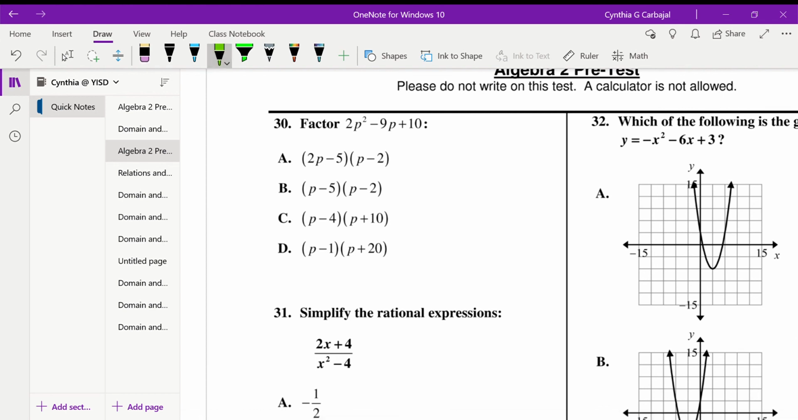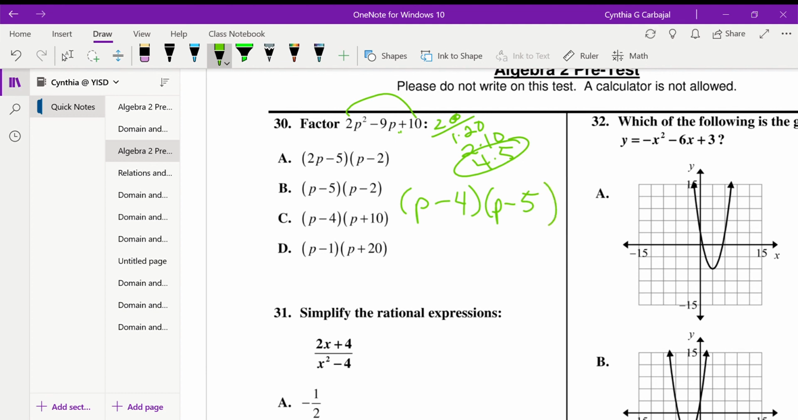If you're going to do this by hand, then we would do 2 times 10, which is 20. And then we would get the factors of 20. 1 times 20, 2 times 10, 4 times 5, and I think that's it. And we would pick the one that would add, because this is a positive 20, to give me a 9, excuse me. So 4 and 5 will give me 9, but they both have to be negative. So I'm going to put p minus 4 and p minus 5. So when I add them, I'll get a negative 9.